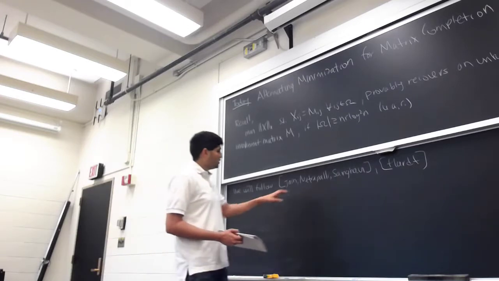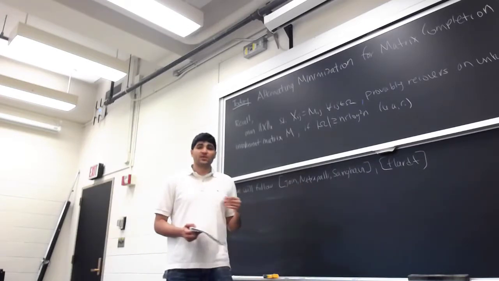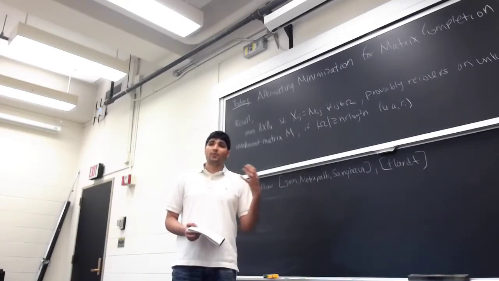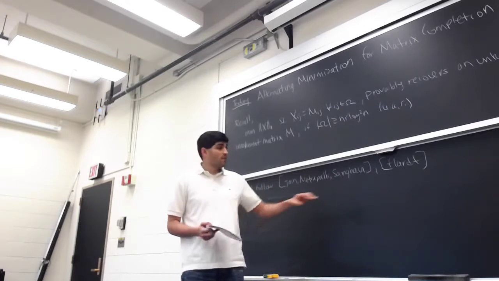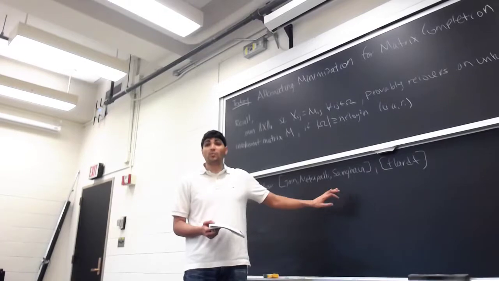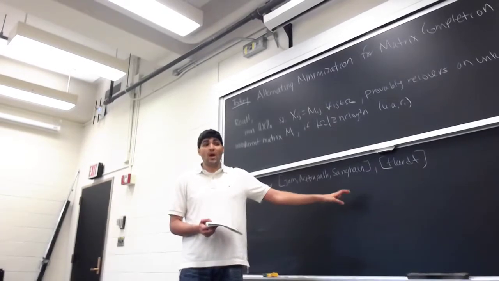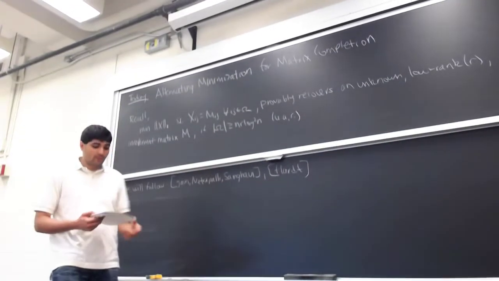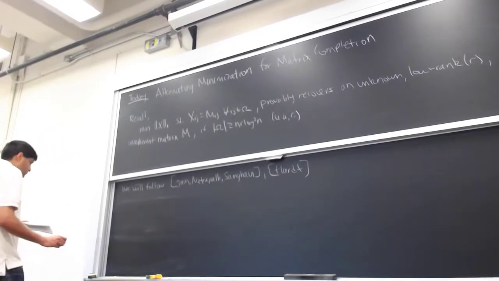But one of the really interesting aspects of these papers is trying to understand what's the right progress measure for showing that alternating minimization works. So the main thing that we're going to be talking about today is what are called principal angles. That'll be the way that we show that alternating minimization makes progress.